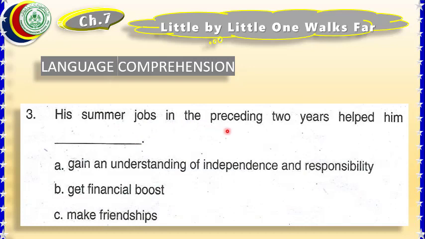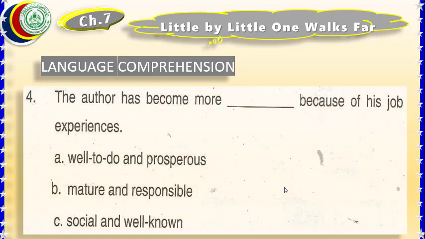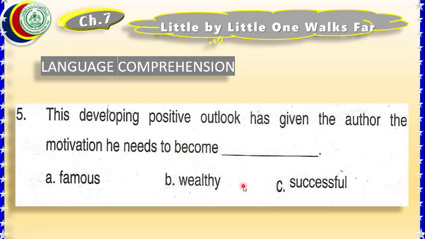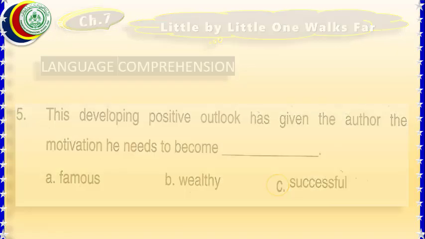His summer job in the preceding 2 years helped him to do what? Helped him to gain an understanding of independence and responsibility. The author has become more what? More mature and responsible. This developing positive outlook has given the author the motivation he needs to become successful. Yes, this is the true option.